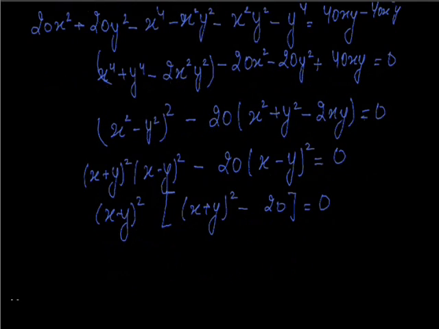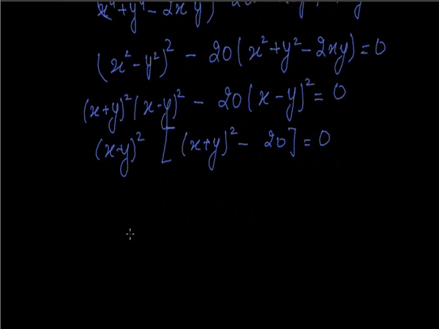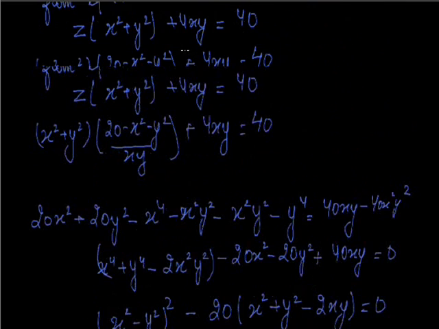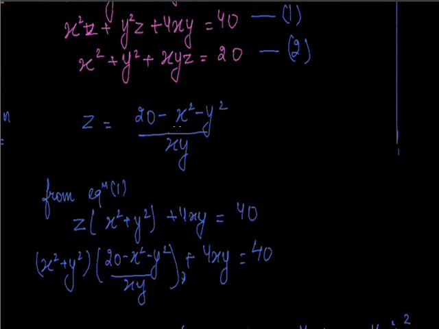Since this is a square, (x minus y) whole square, we will write x minus y equal to 0. This will give x equal to y. Since any square cannot be negative, it can be 0. So x equals y. But x plus y is not equal to 20. So put this value in z. We will find z, which is equal to 20 minus x square minus y square upon xy.